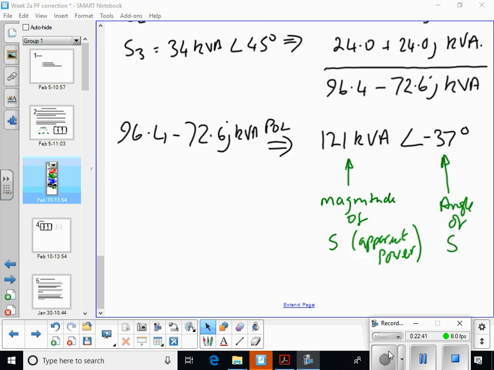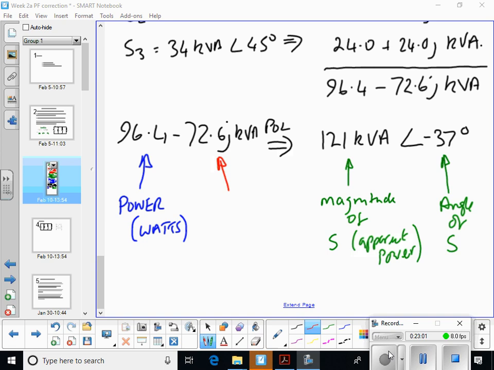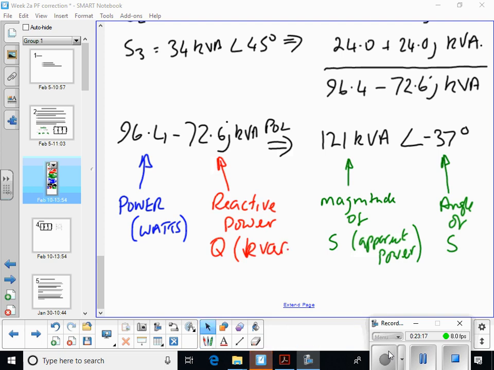But in the rectangular form, 96.4 is the real power in watts, and the 72.6 of the J term is the reactive power Q, in this case kVars. And that should be P in kilowatts in this case.